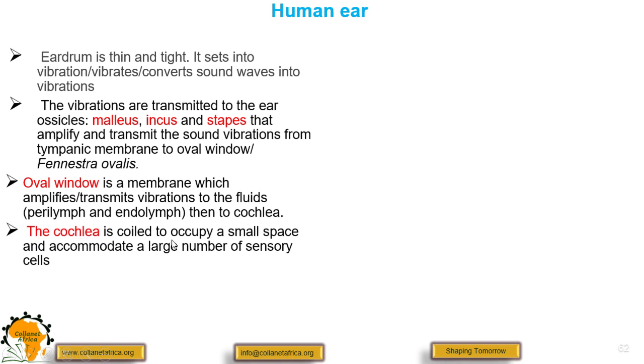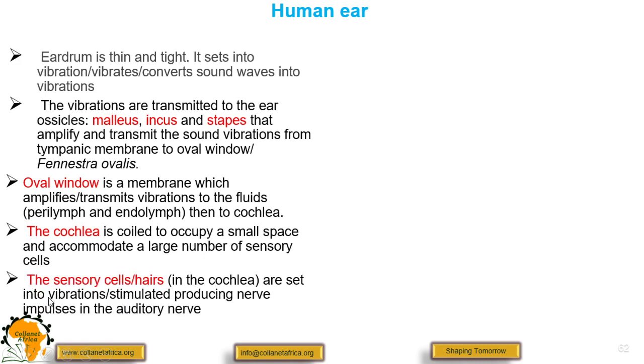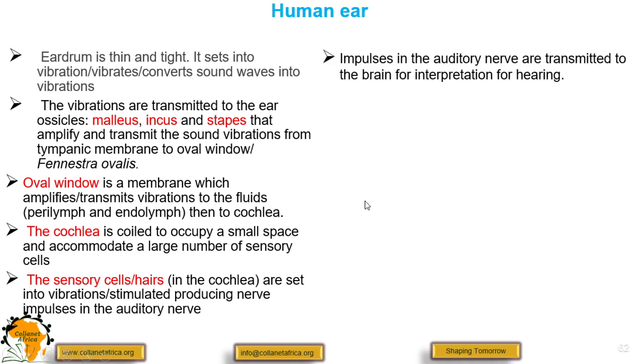The cochlea is coiled to occupy a small space and also accommodate a large number of sensory cells. The sensory cells or hairs in the cochlea are set into vibrations, producing a nerve impulse in the auditory nerve. So the impulses in the auditory nerve are then transmitted to the brain for interpretation for hearing purposes.